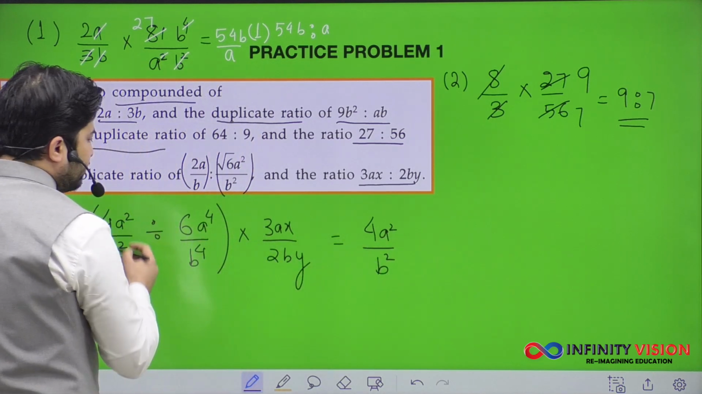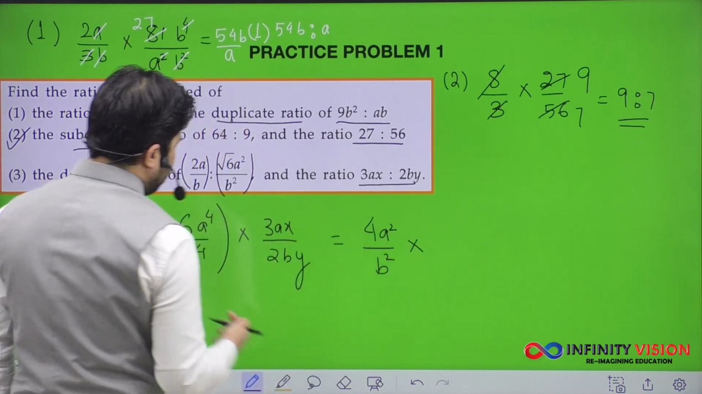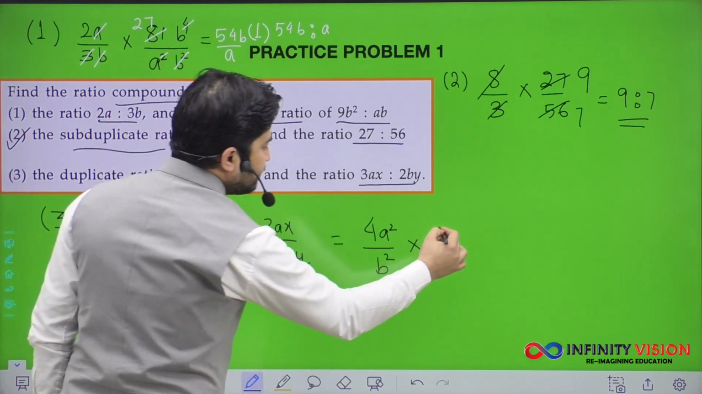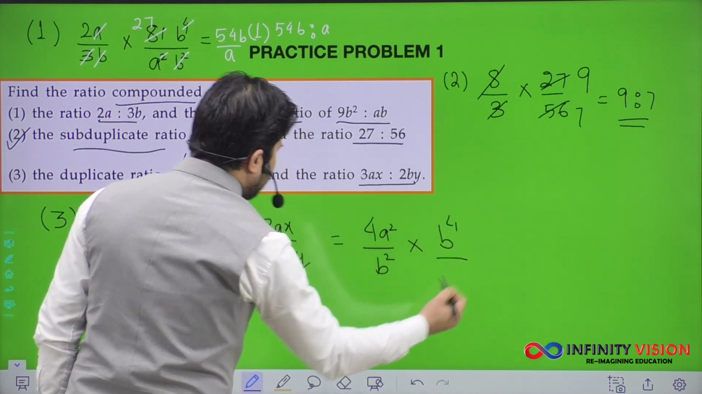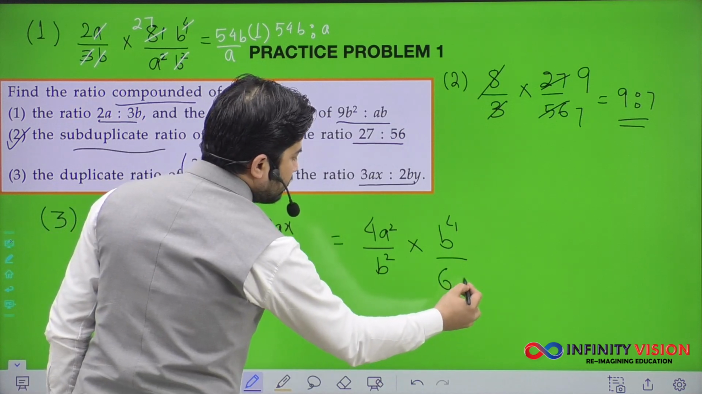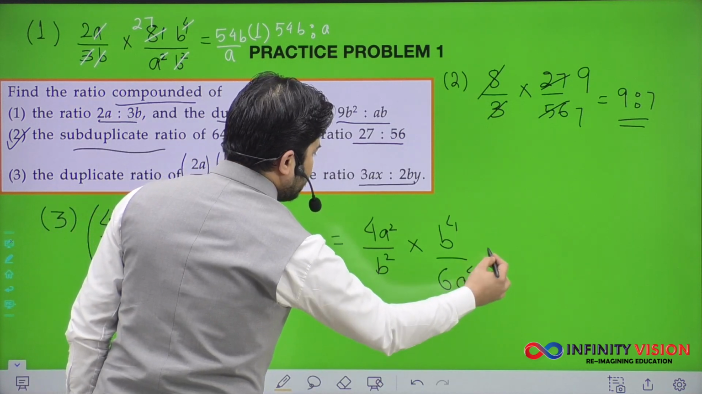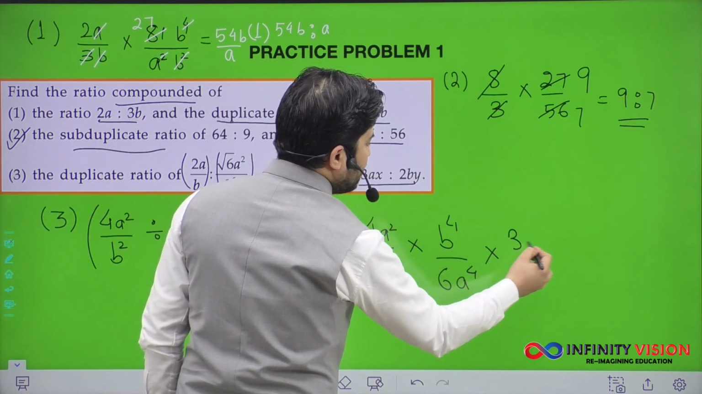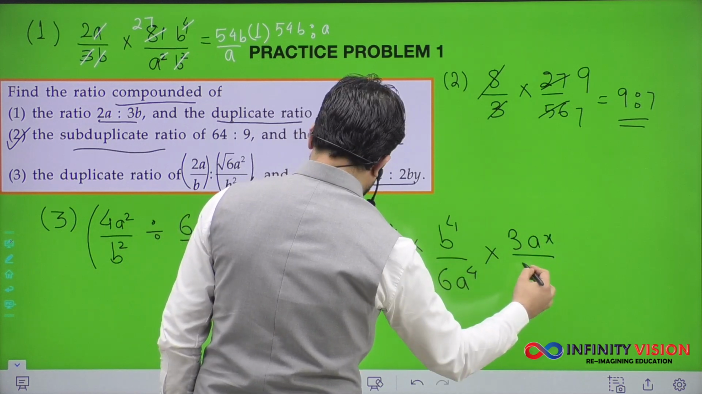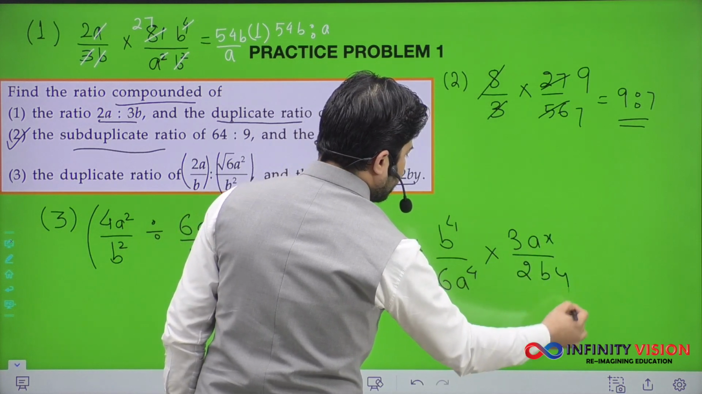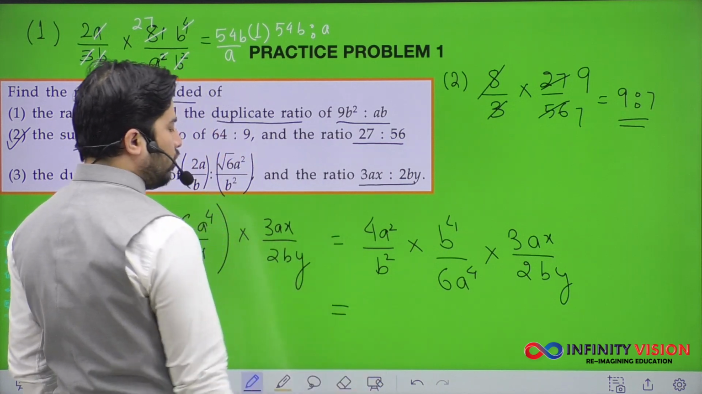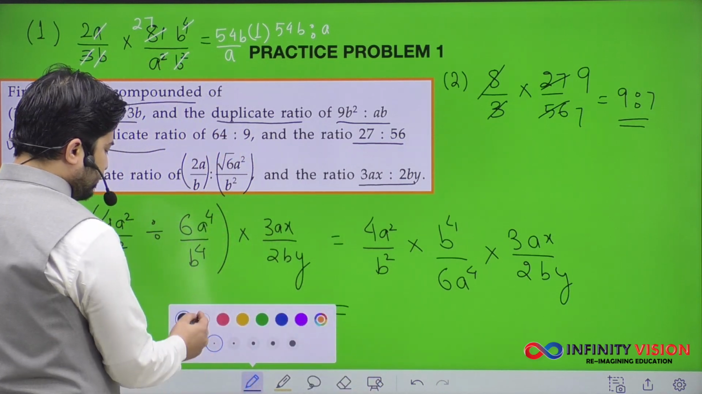When you change your division to multiplication, the denominator becomes the numerator and the numerator becomes the denominator. And you need to multiply with 3ax upon 2by. So see what all can be cancelled out here.